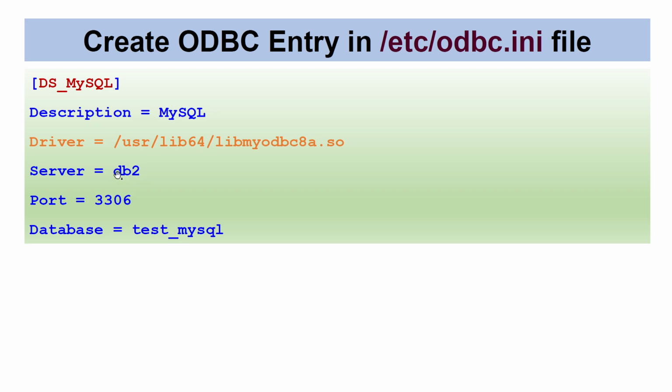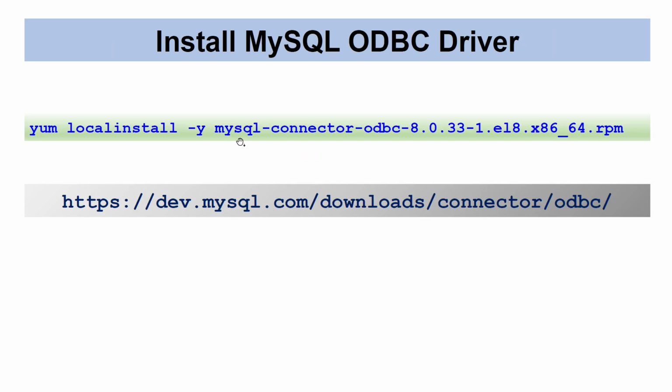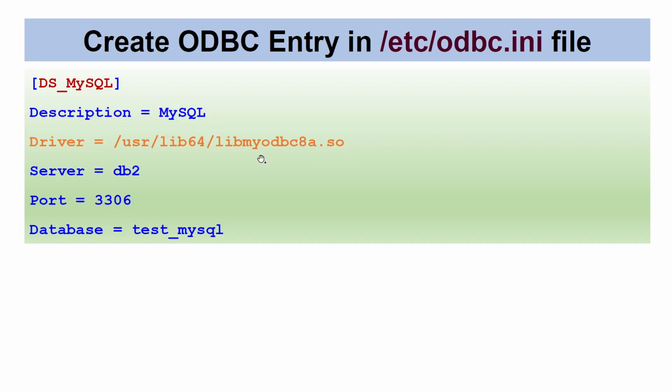This is the server where the MySQL database is running. This is the port of the MySQL database. This is the name of the MySQL database. So what we are doing here is we are accessing the test_MySQL database using this ODBC entry. And this particular driver name is what we got after installing this particular package. So once you install this package, you will have this driver. Once the ODBC entry is done, now your work as root is done.